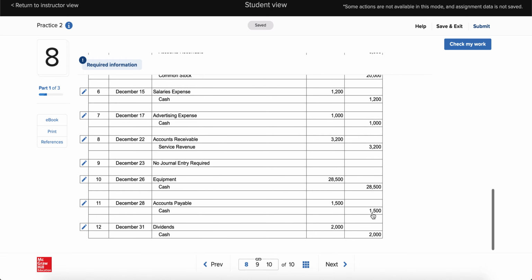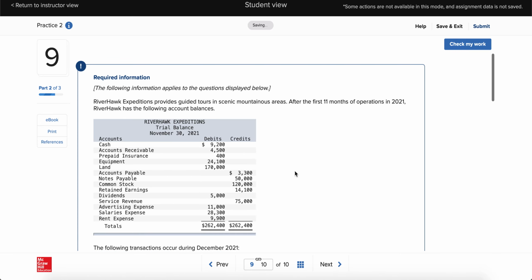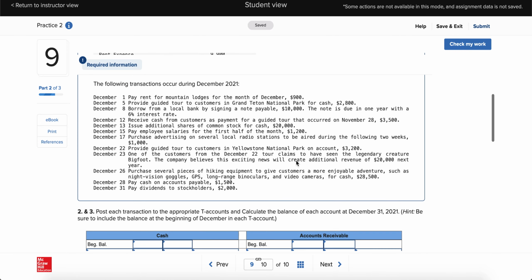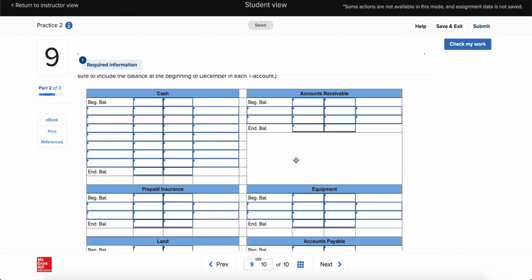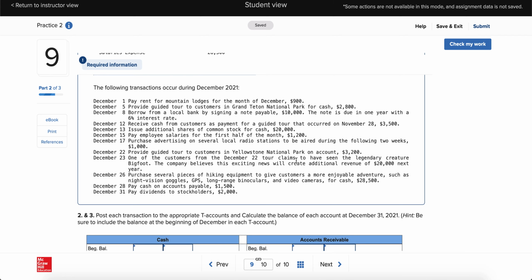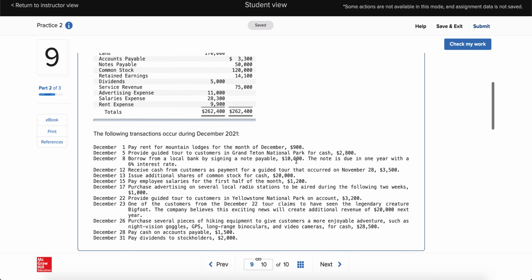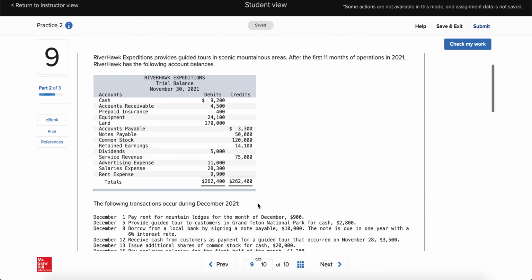So, warning, this next part is tedious. This is not students' favorite part. It's not hard. It's just the back and forth of doing this. So I mentioned already that the first part of any posting means that you have to go back and get the beginning balances.